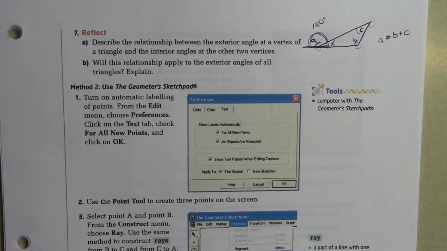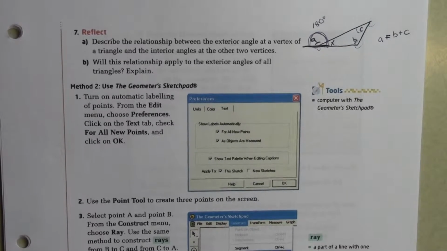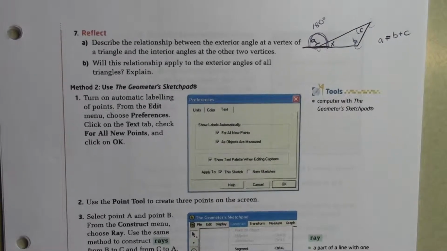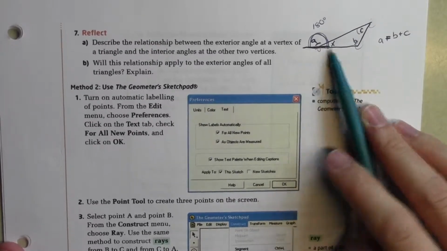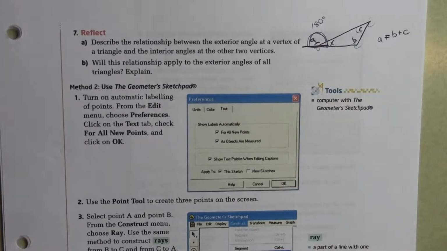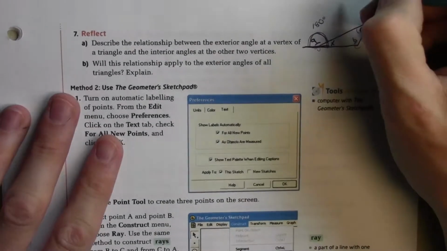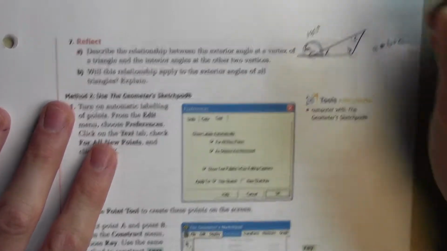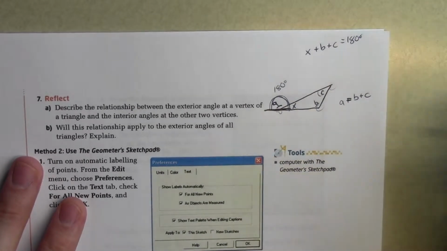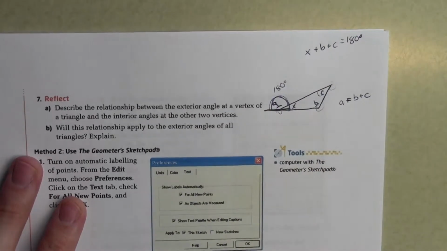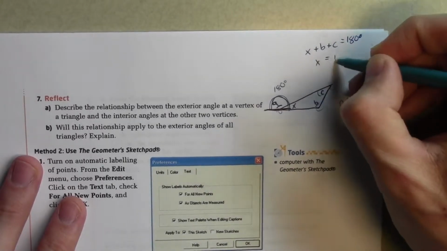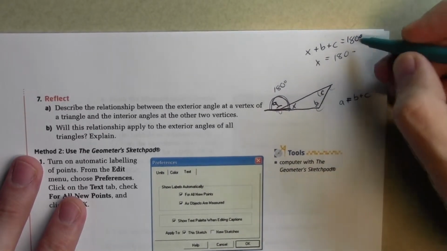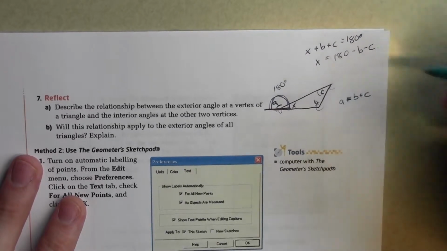Does that make sense? A little bit confusing, but the exterior angle at one vertex is equal to the sum of the interior angles at the other two vertices in a triangle. There's the reasoning. There's the 180 line, and all three angles also add up to 180. So if we did this, X plus B plus C is equal to 180. X is equal to 180 minus B minus C.